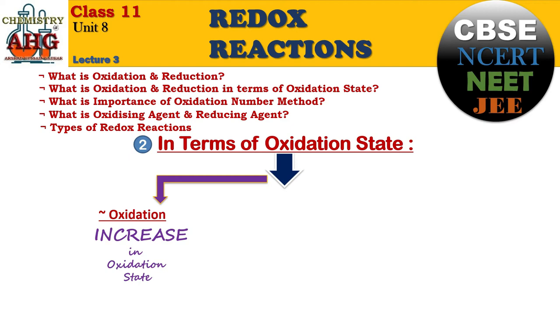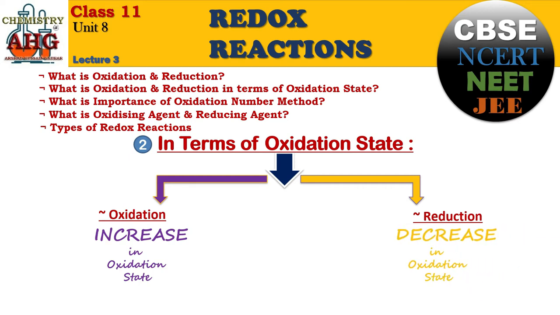If during oxidation the oxidation number of an element is increasing, then what would be reduction? Reduction, it is a decrease in the oxidation state of an element. So this is how you can differentiate between oxidation and reduction of an element during a chemical reaction based on this definition.